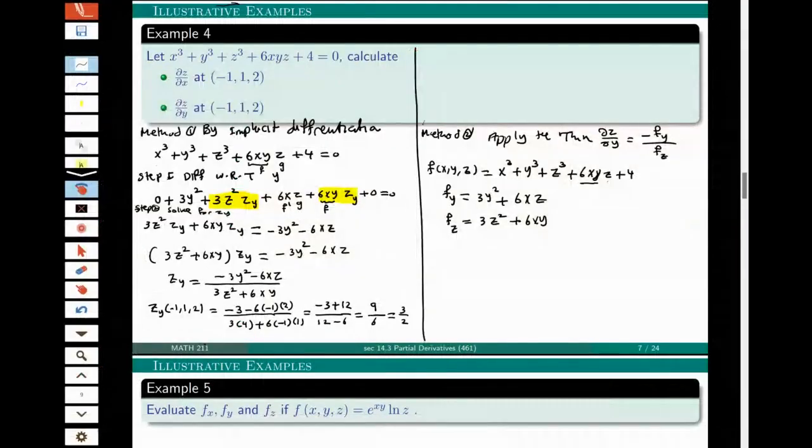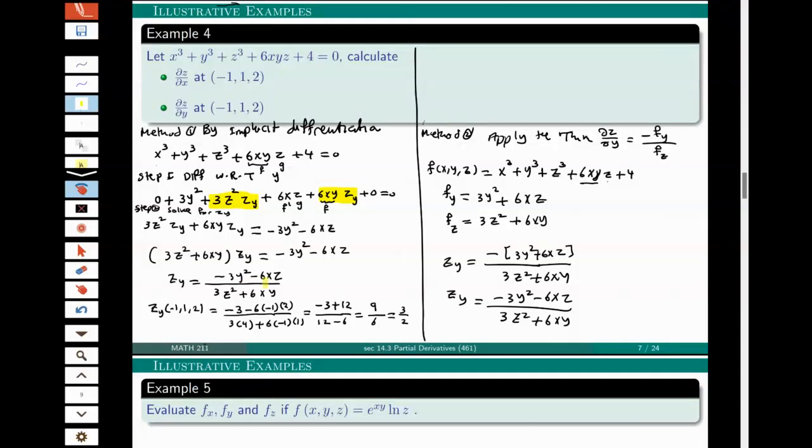Okay, so applying this theorem, z sub y will be negative of f sub y, which is 3y squared plus 6xz, over 3z squared plus 6xy. So z sub y is negative 3y squared negative 6xz over 3z squared plus 6xy, which is the same as we get here.